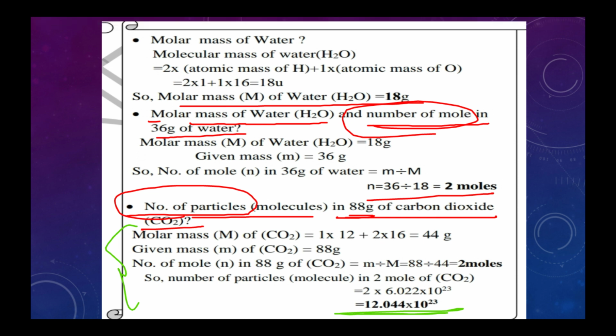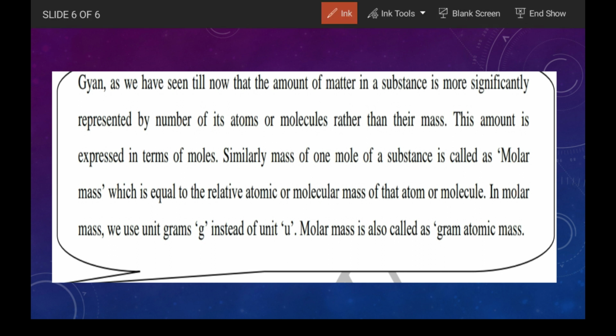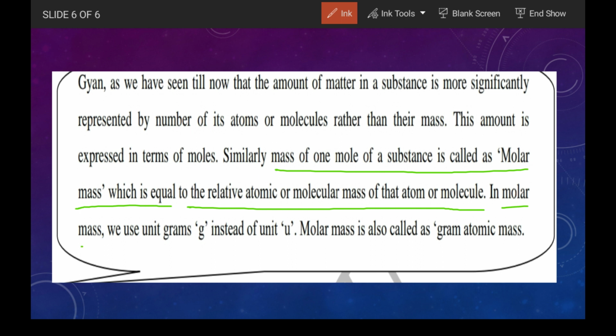Now we'll move further. Here are your question answers. So first question is define molar mass. It is here only. Look here. Mass of 1 mole of a substance is called molar mass, which is equal to the relative atomic or molecular mass of that atom or molecule. In molar mass, we use unit grams instead of unit u, that is used in atomic mass unit, and molar mass is also called gram atomic mass. So this is the answer of your question number 1.